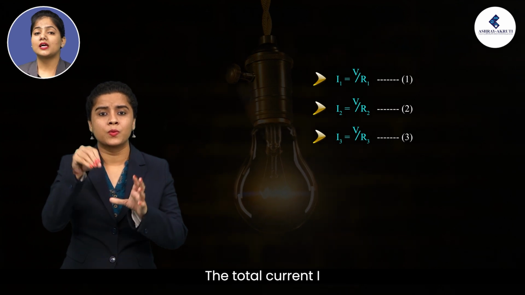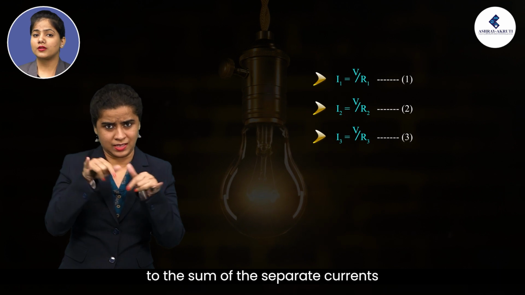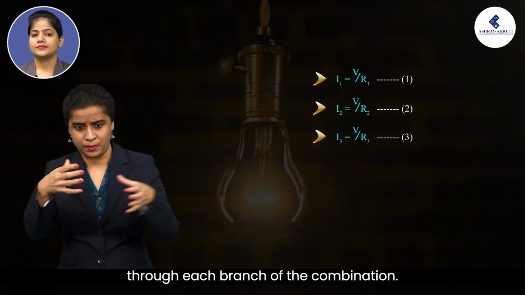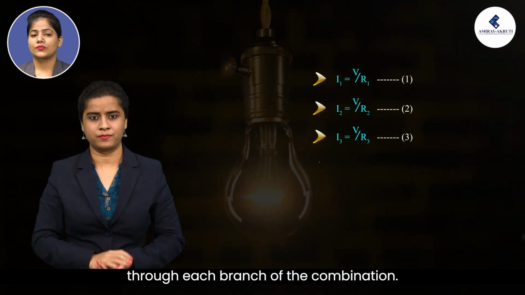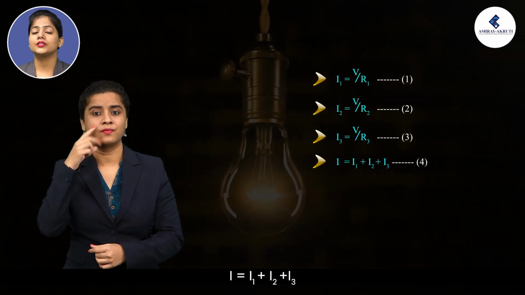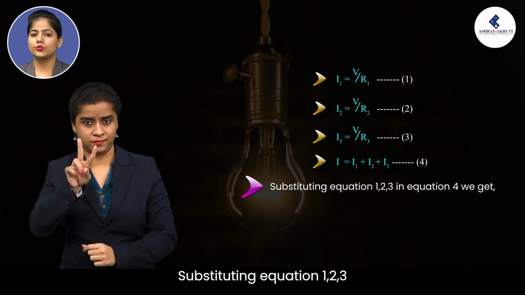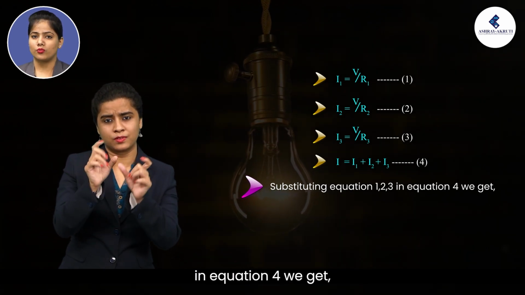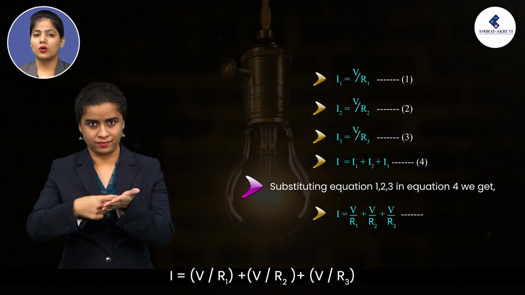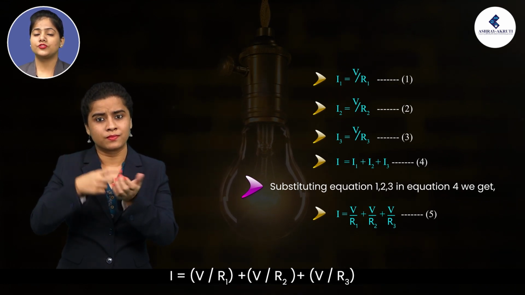The total current I through the circuit is equal to the sum of the separate currents through each branch of the combination. I is equal to I1 plus I2 plus I3. Substituting equations 1, 2, 3 in equation 4, we get I is equal to V by R1 plus V by R2 plus V by R3.